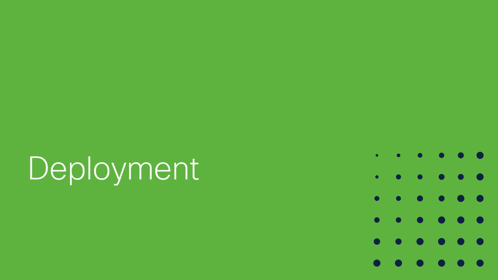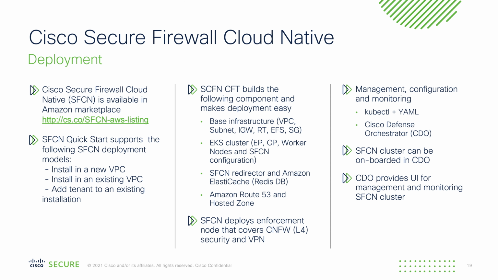Now let's look at our deployment. First of all, I'm going to be sharing this link in the description of this video as well. But if you go to SFCN-AWS-listing, the container listing in Amazon Marketplace, and you search for Cisco Secure Firewall Cloud Native, you will see a quick start that we have recently added. That quick start will install your base infrastructure.